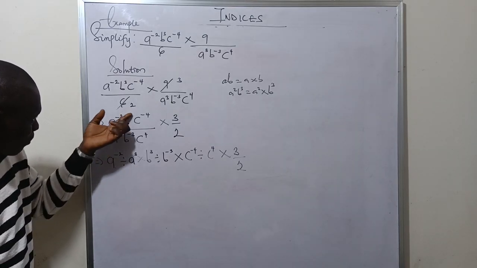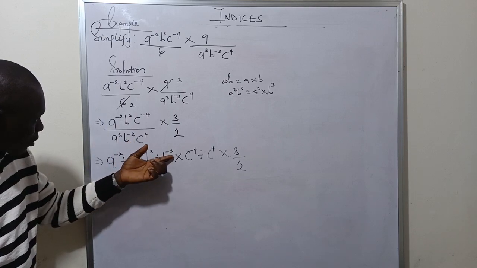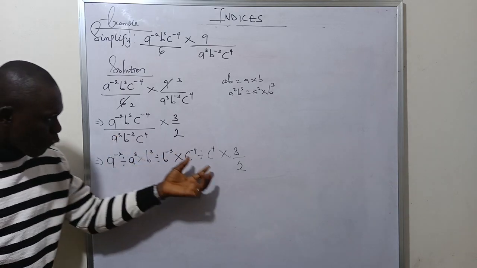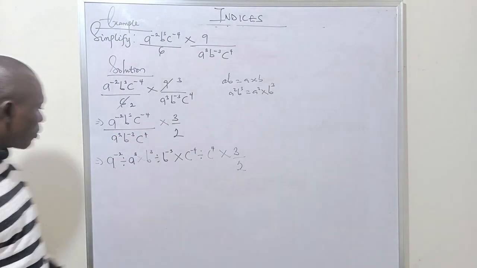Then times b raised to the power of 3 divided by b raised to the power of minus 3. Then times c raised to the power of minus 4 divided by c raised to the power of 4. Then times 3 over 2. So let's simplify this here.